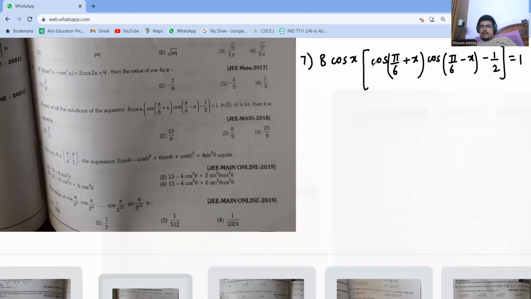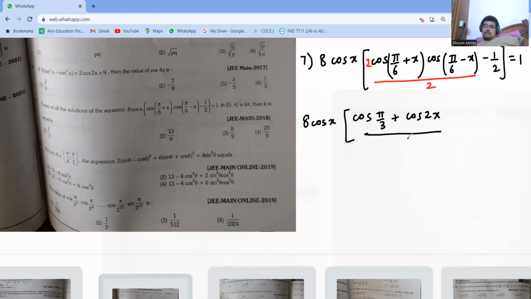Our product to sum formula, 2 cos A cos B. But for that we need 2. So we'll multiply and divide by 2. So see, we have 8 cos x. Now 2 cos A cos B, when we multiply this, what will we get? We will get cos of A plus B. So A plus B is going to be pi by 6 plus pi by 6, which is pi by 3. Plus cos of A minus B. So it's pi by 6 plus x minus pi by 6 plus x, so it will be cos of 2x.